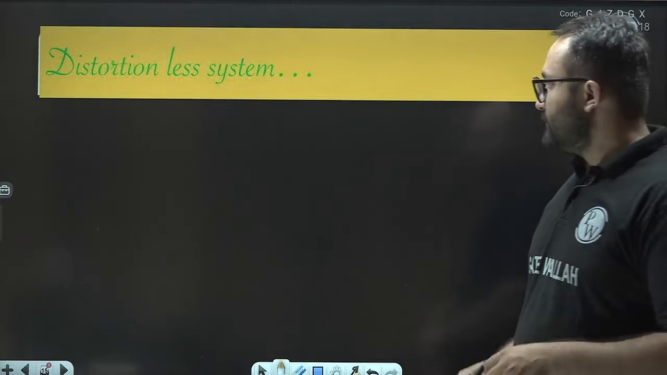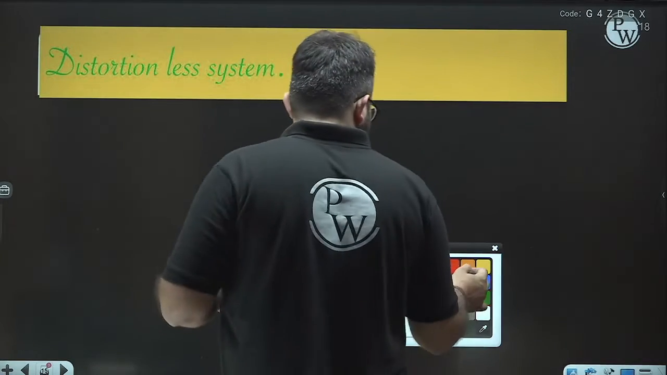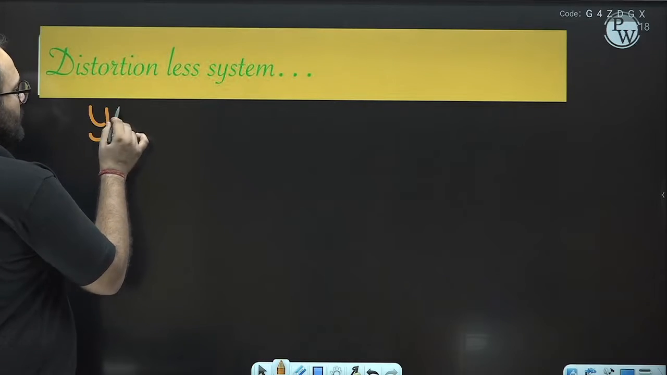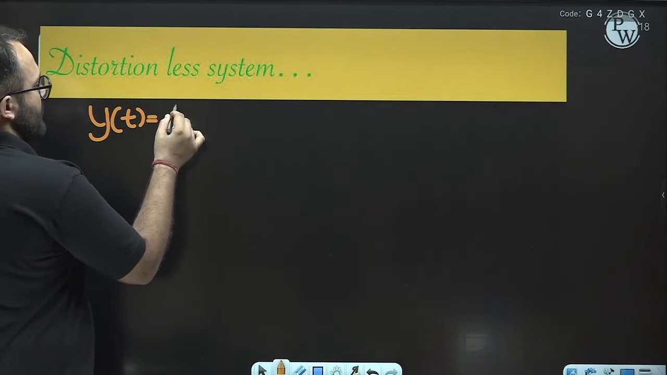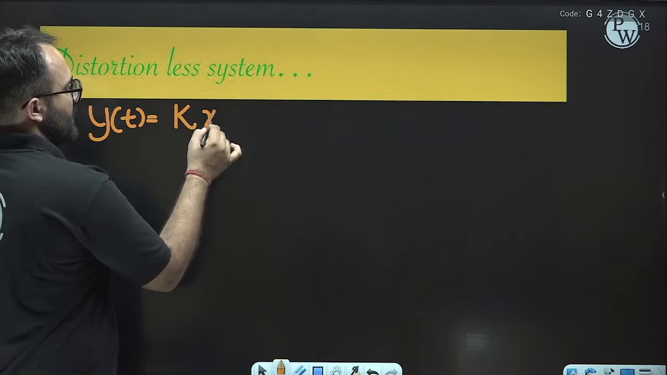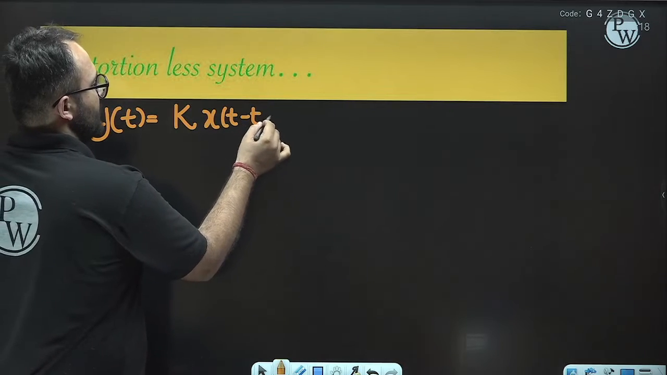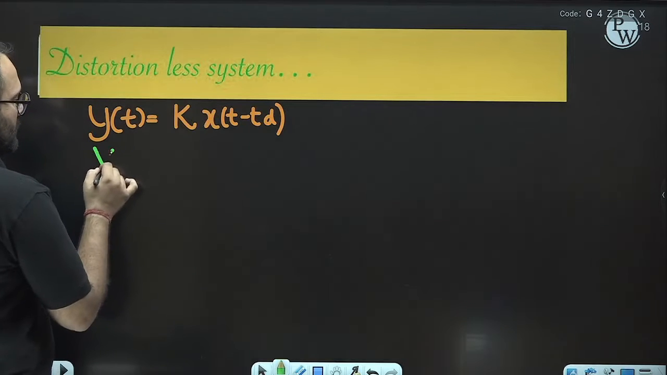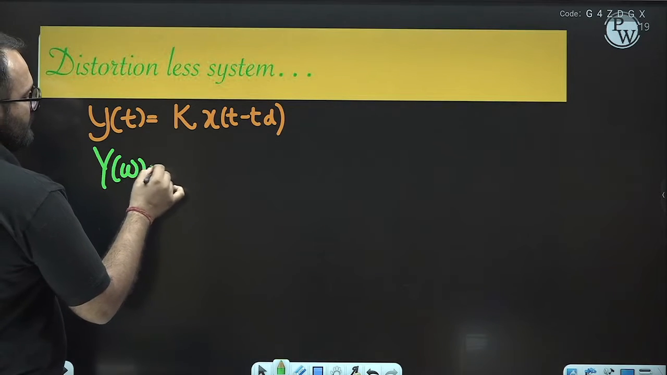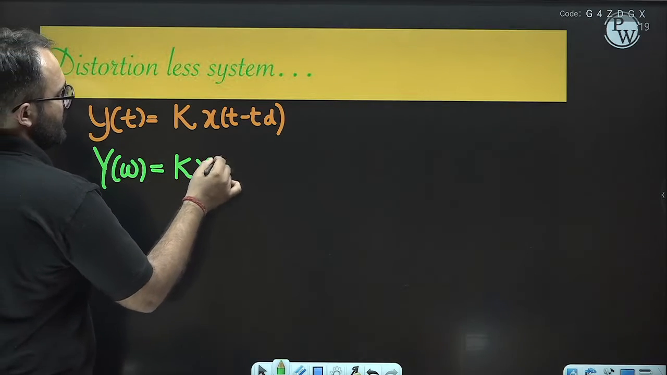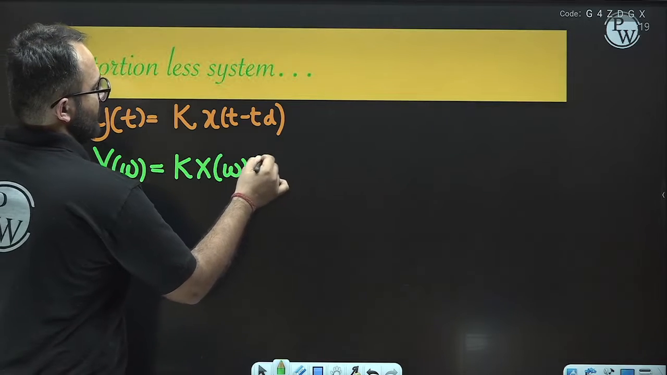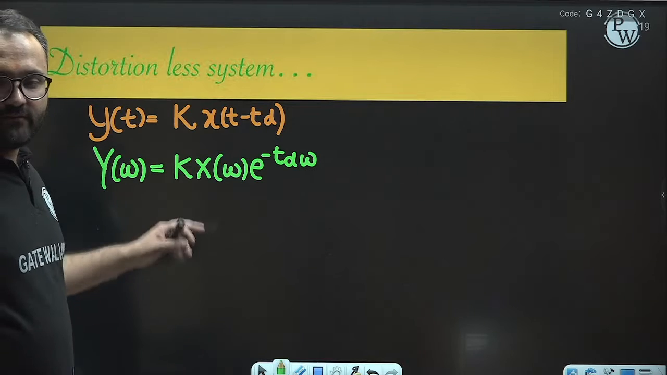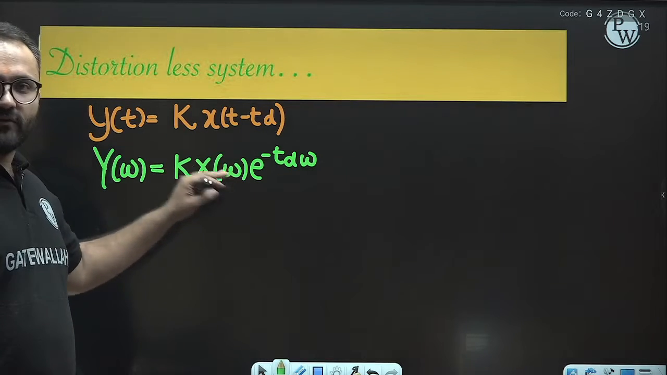So let's see. We can see that the output y(t) is equal to k, where k is any constant, times x(t minus td). So we can say that Y(omega) is equal to k times X(omega) e to the power minus j td omega. So here we are applying the time shifting property of Fourier transform.